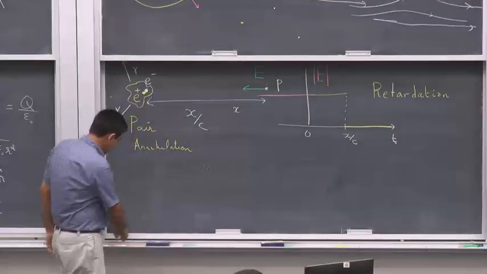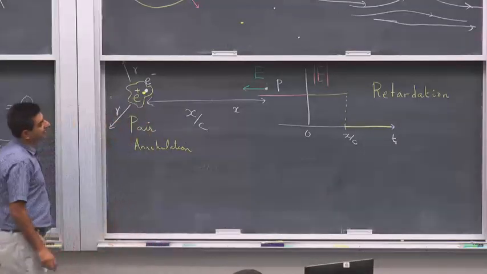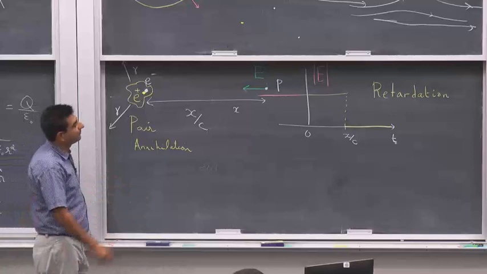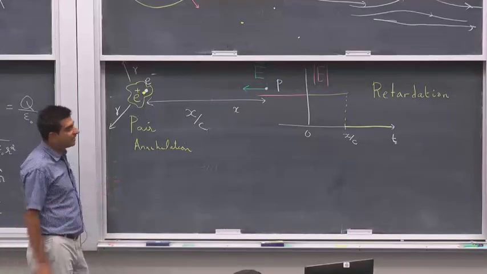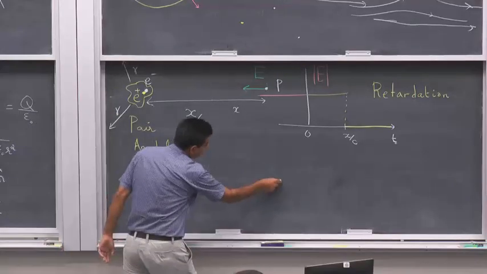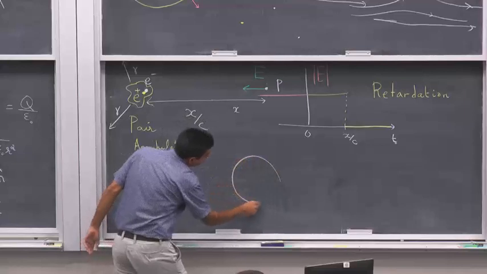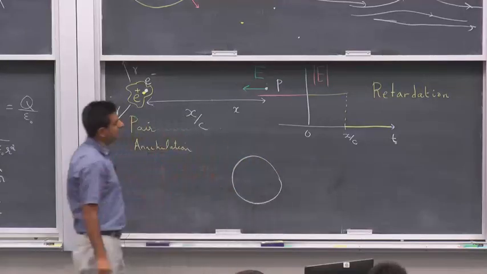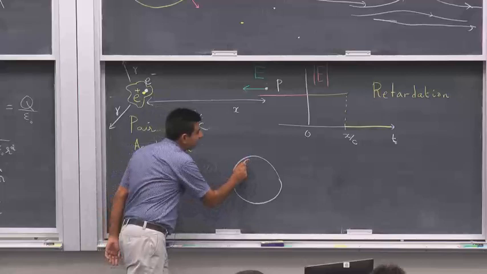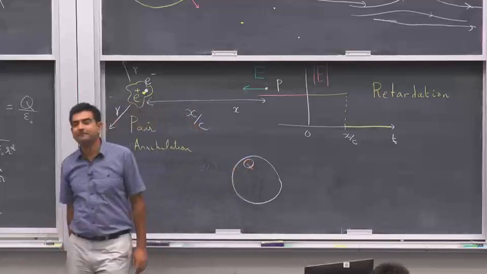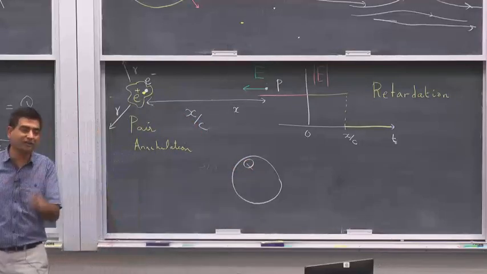Now the example that I would like to highlight and the system that I would like to propose is slightly complicated. Suppose I have a sphere that carries a charge plus q, and it's an insulator, not a conductor.